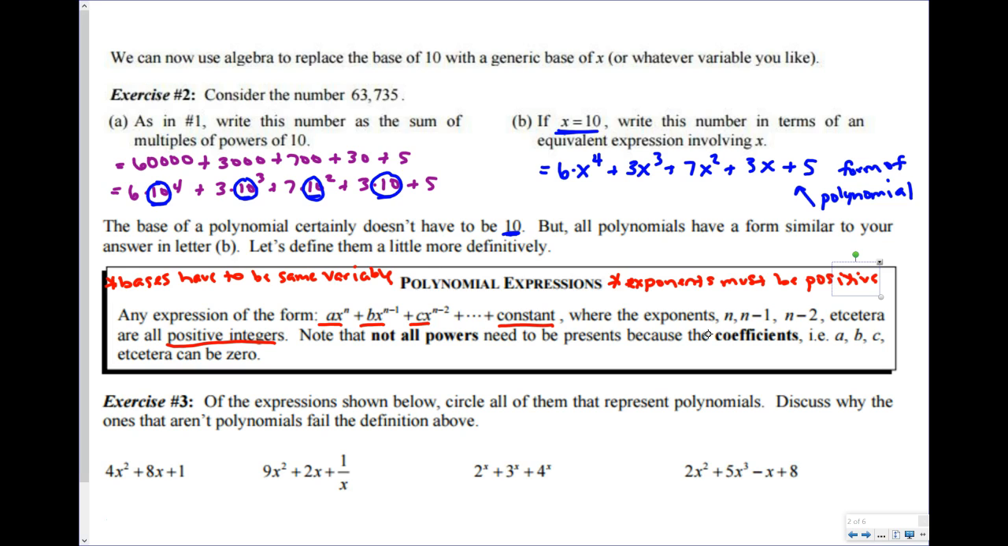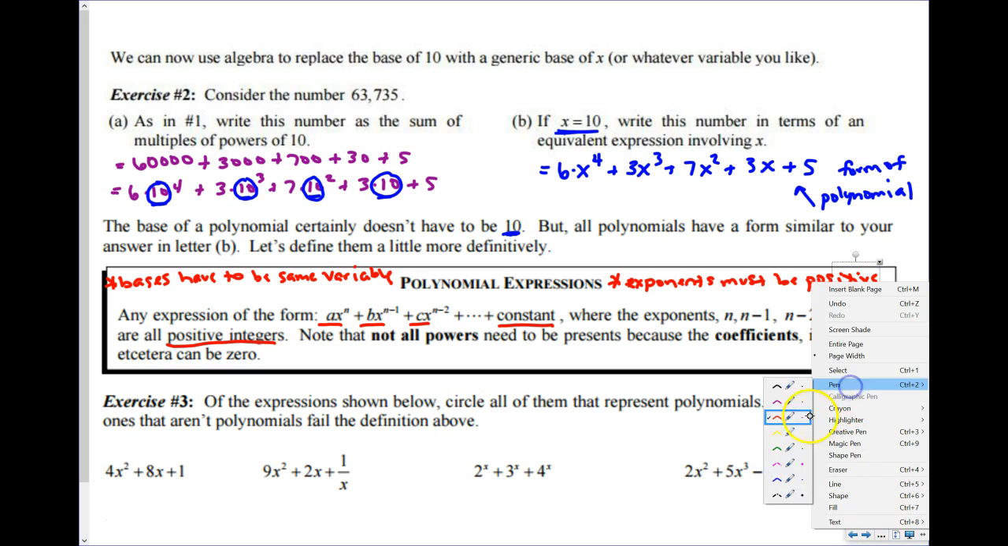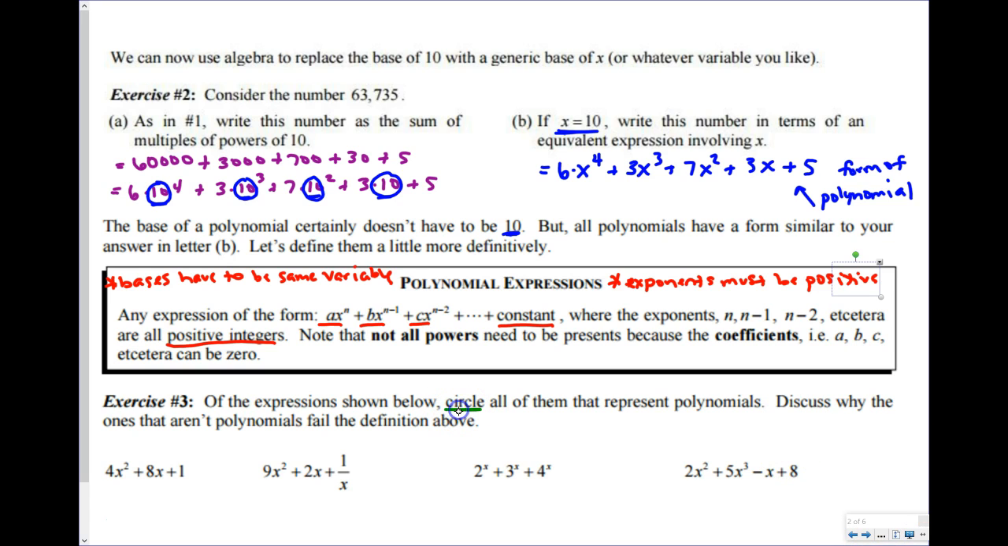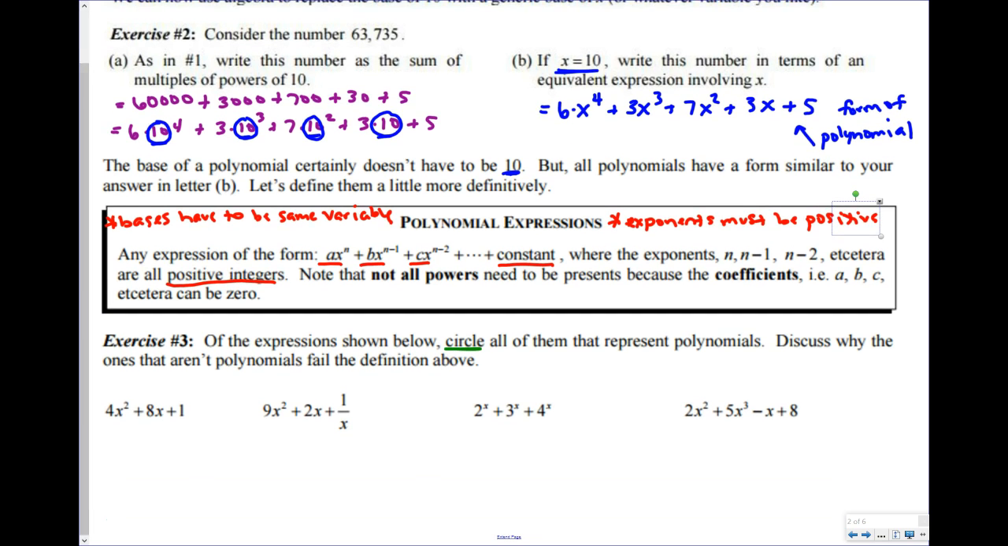Okay. So exercise 3, of the expressions shown below, circle all of them that represent polynomials. Okay. Discuss why the ones that aren't polynomials fail the definition. So let's take a look at this first one. 4x squared plus 8x plus 1. Are all the exponents positive? Yes. I see a 2. There's an invisible 1 exponent here, so it's positive. And all the bases are the same variable, x and x. Yep, so this is a polynomial.